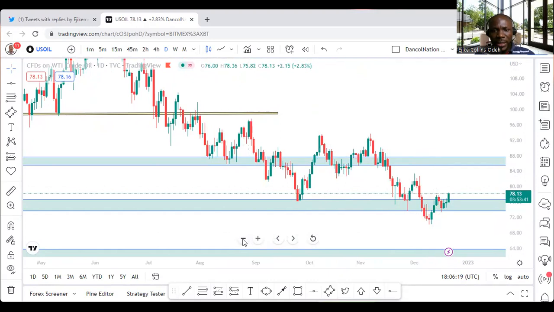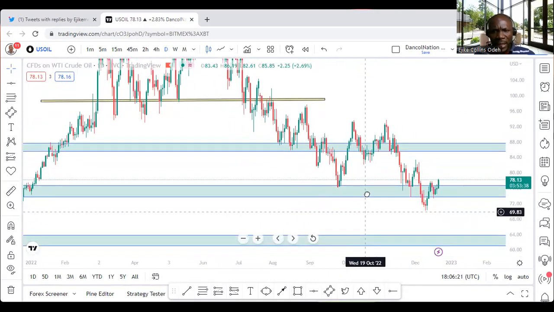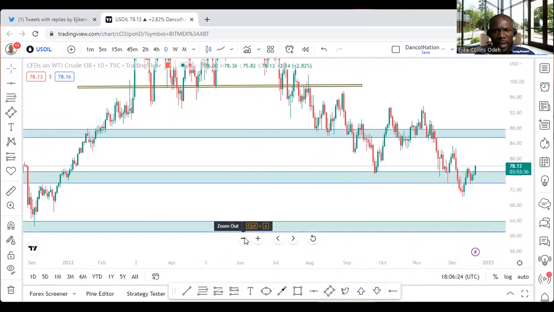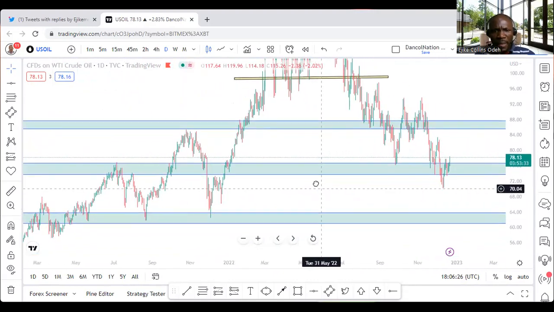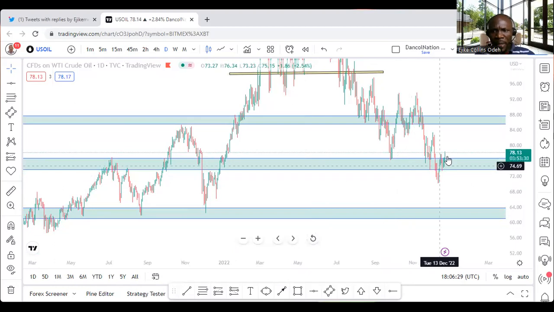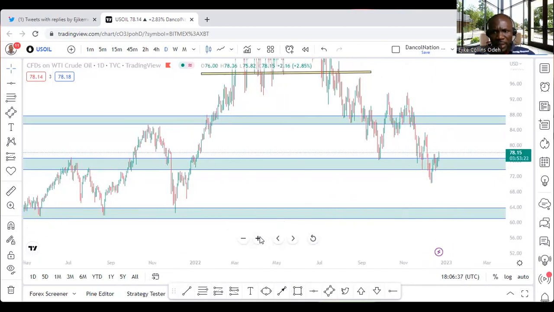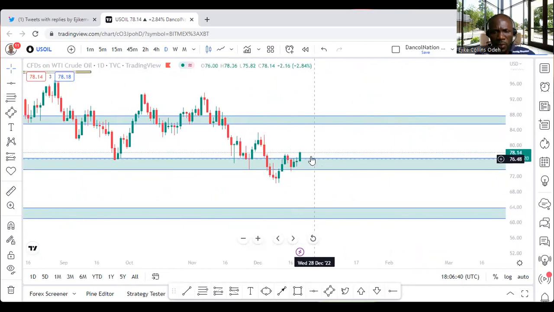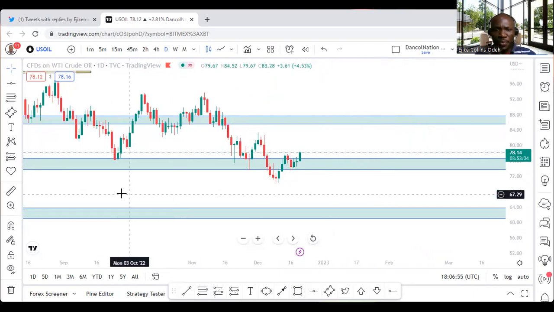As it is currently, I think OPEC member states should be praying that this retracement should be short-lived. If it's short-lived and it breaks this region, just have it in mind that the price of crude is coming to this region. It's coming to $64 and below.